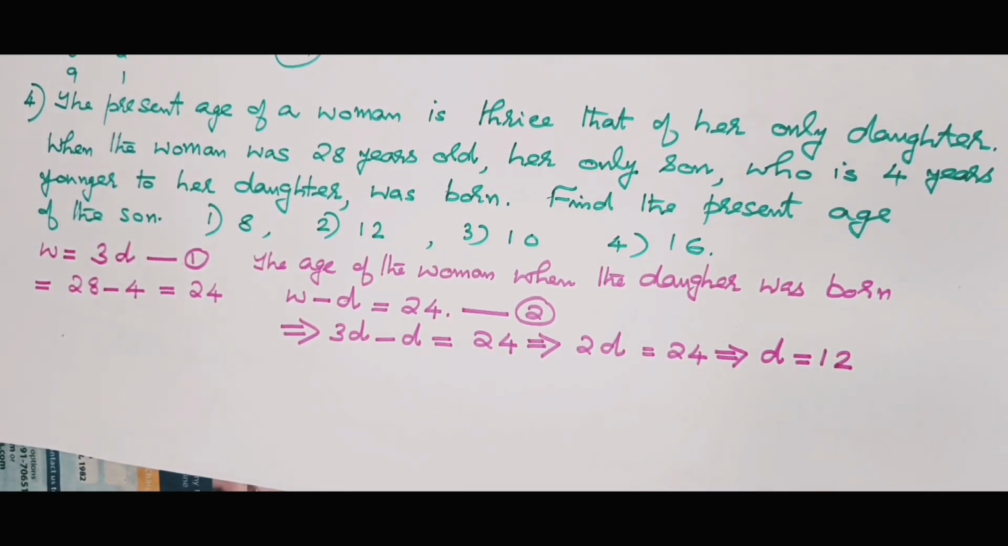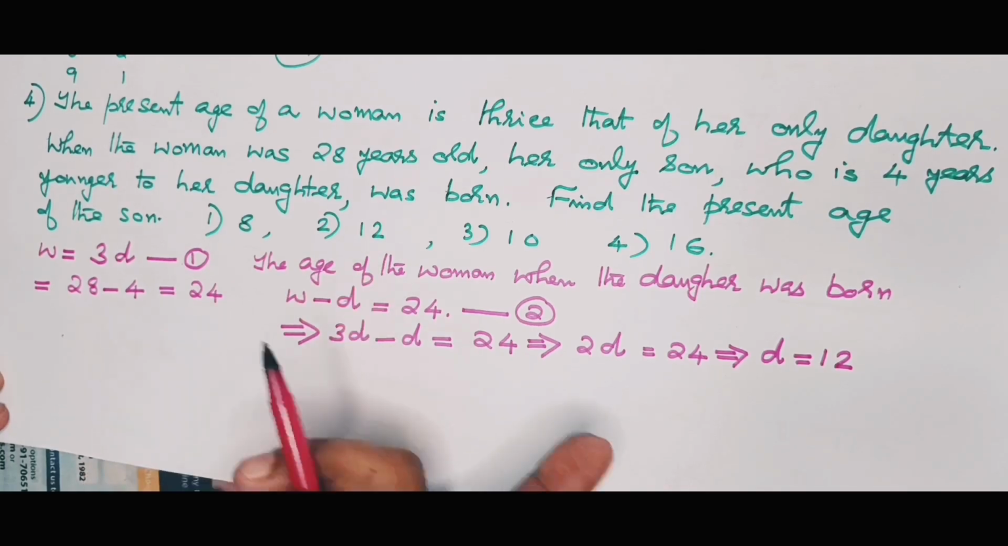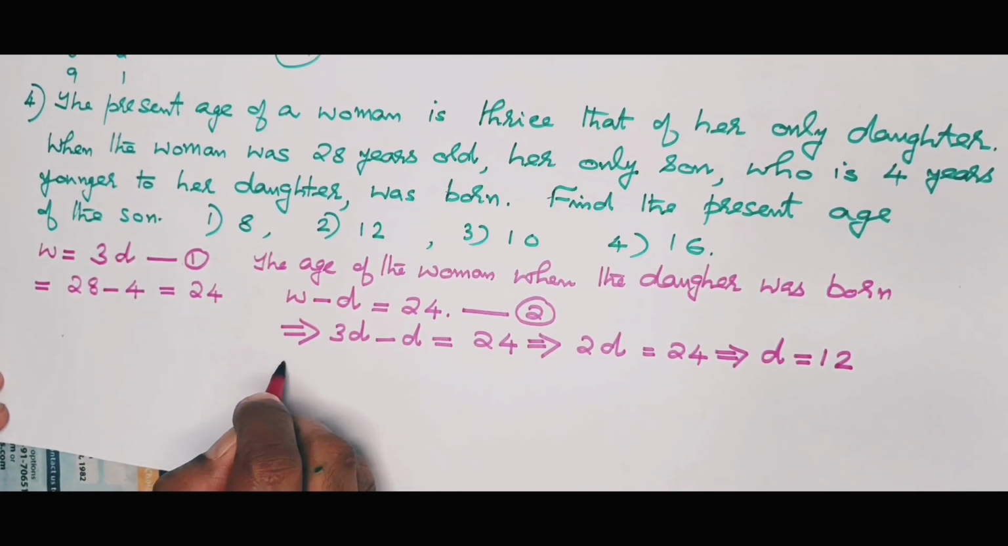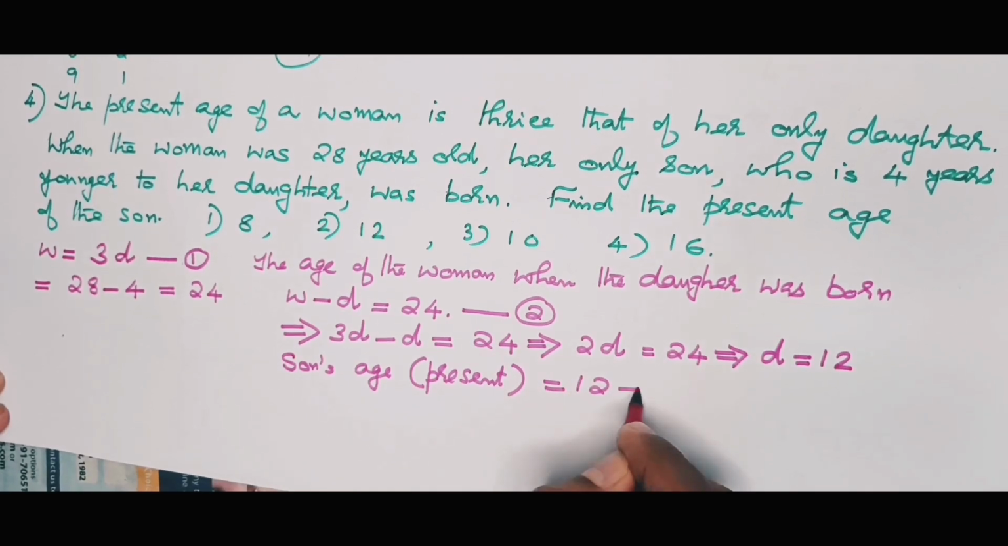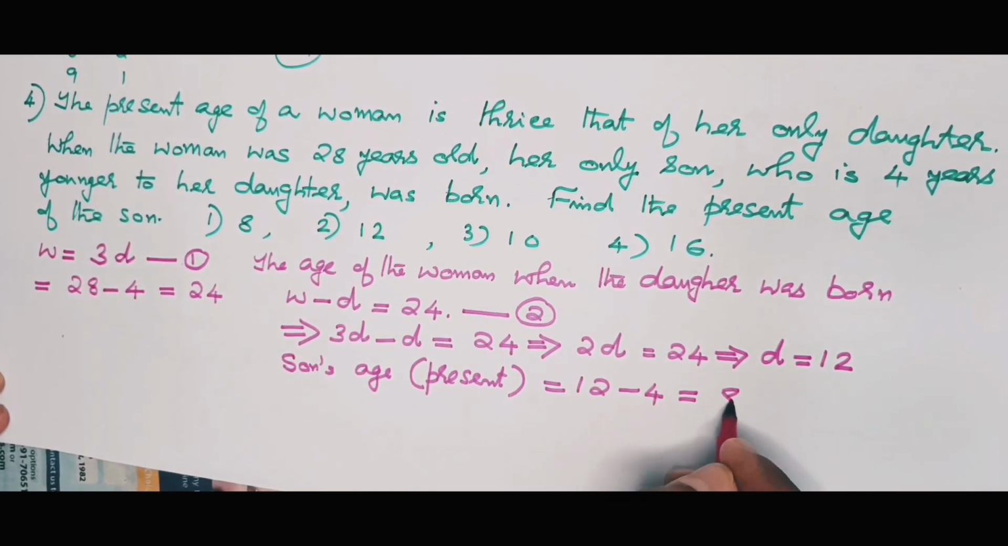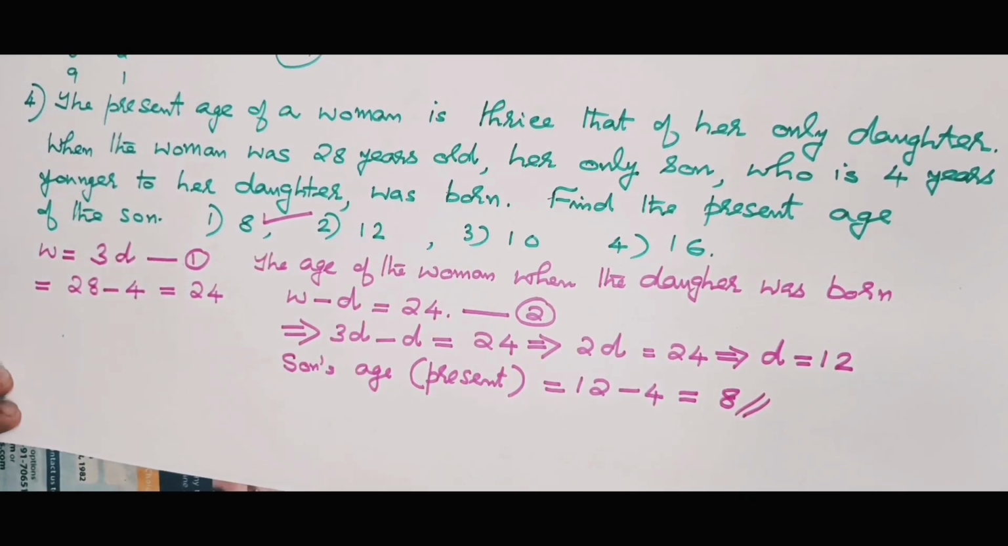That means the current age of the daughter is 12, but the question is about finding the age of the son. And the son is given to be 4 years younger to the daughter. So the son's present age will be 12 minus 4, which is 8. That is the first option.